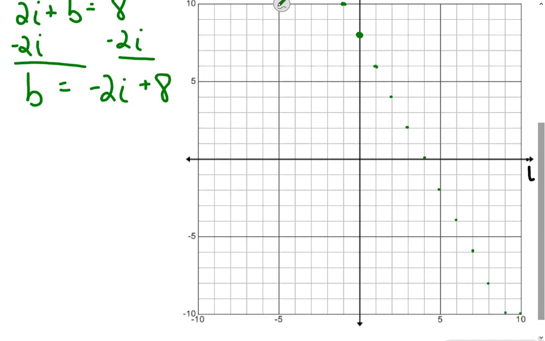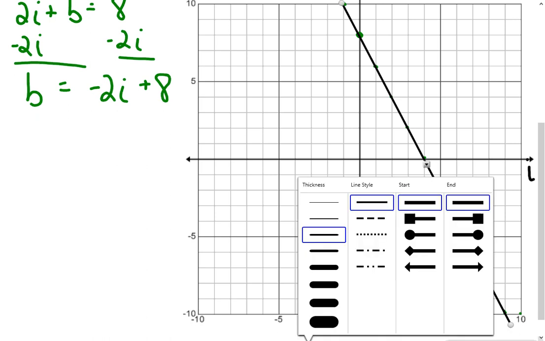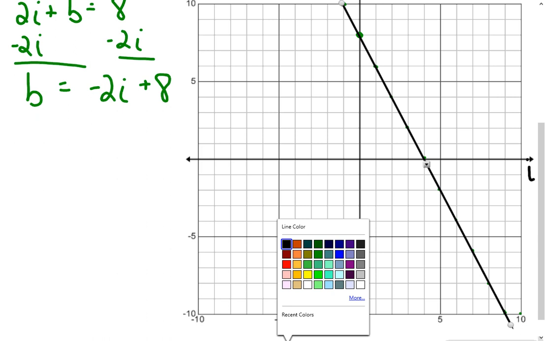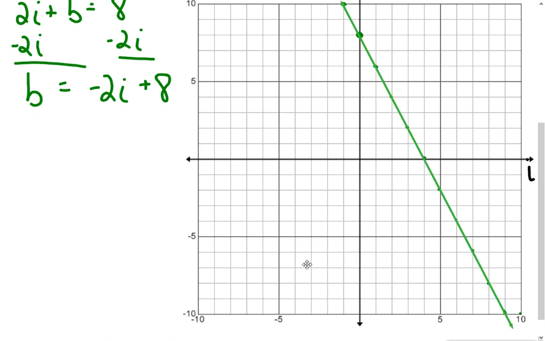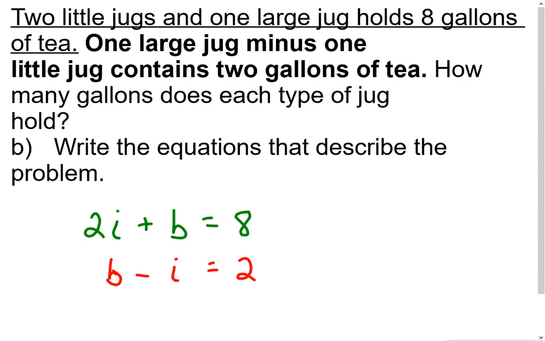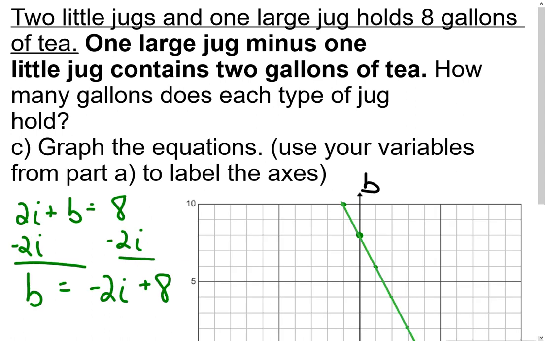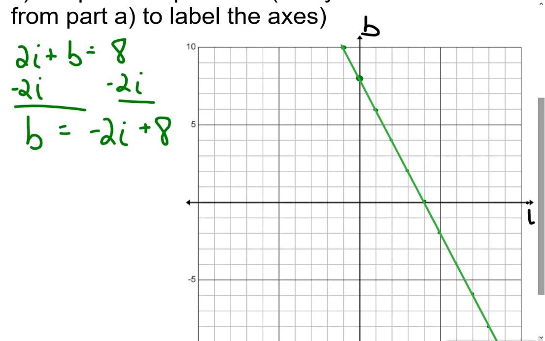And it says, oops, this one here. And then connect the dots. There we go. Let's just make sure that it's green so that we know which one's which. And there we go. And then we have our other equation, which is b minus I equal to 2, that we have to put into slope-intercept form.